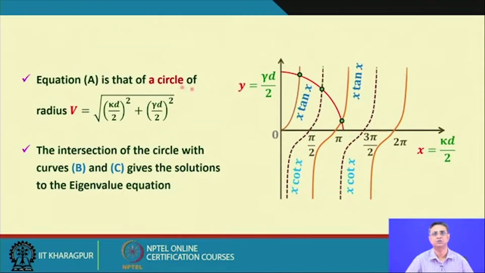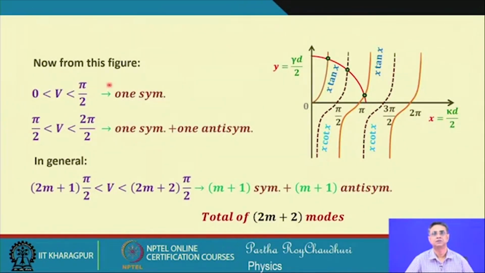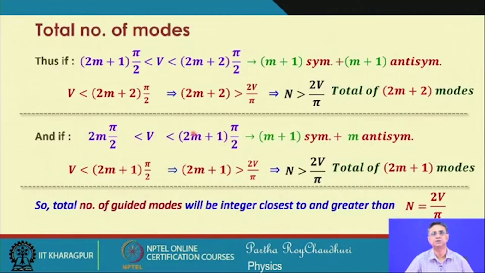We will see how the modes look. Now, equation A is the total number of modes we have supported. Thus this condition gives you twice m plus 2 modes, and if this v lies between twice m pi by 2 and twice m plus 1 pi by 2, then the total number of modes in the same way will be twice m plus 1.